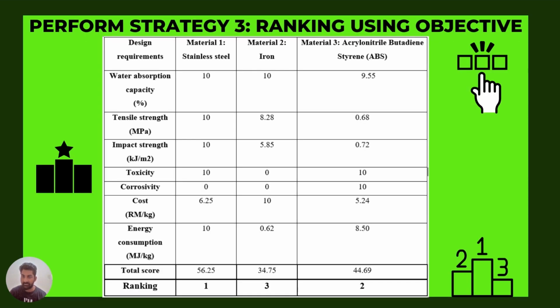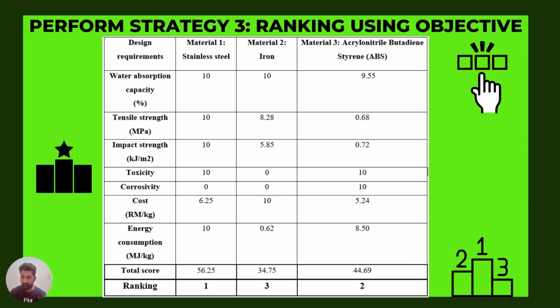After completing strategy 2 in the material selection process, we move on to strategy 3, which is the ranking using objectives. In this strategy, we give full 10 marks for the material that has excellent value in specific properties. For example, stainless steel has the highest tensile strength of any type of material. As a result, we give stainless steel 10 points and use its tensile strength value as a benchmark to compare the tensile strength score for other types of material.